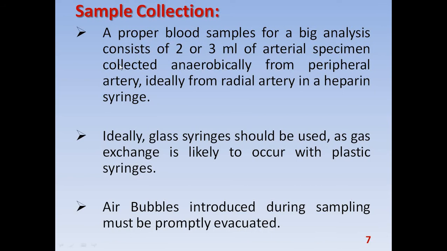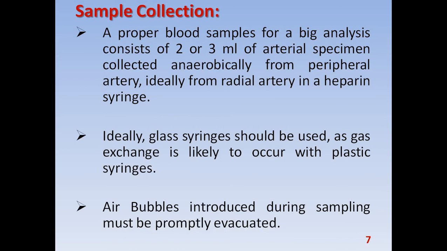Now we'll go to the procedure of the sample collection. First, a proper blood sample for ABG analysis consists of 2 to 3 ml of arterial specimen collected anaerobically from a peripheral artery. Anaerobically because if it's exposed to oxygen, then the oxygen level or saturation of the blood may change. So it is collected ideally from the radial artery in a heparinized syringe.